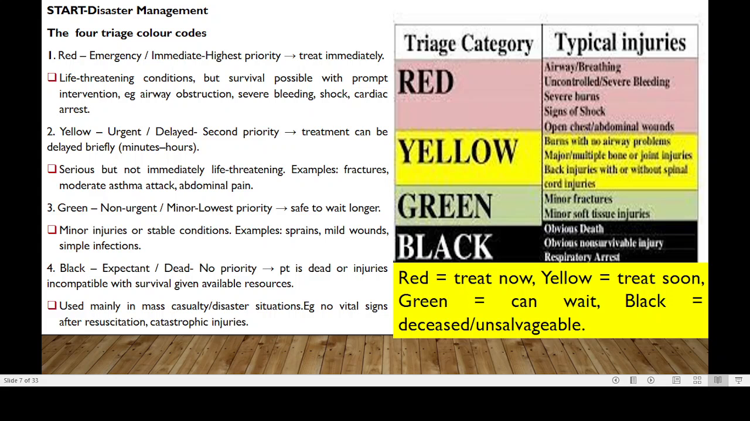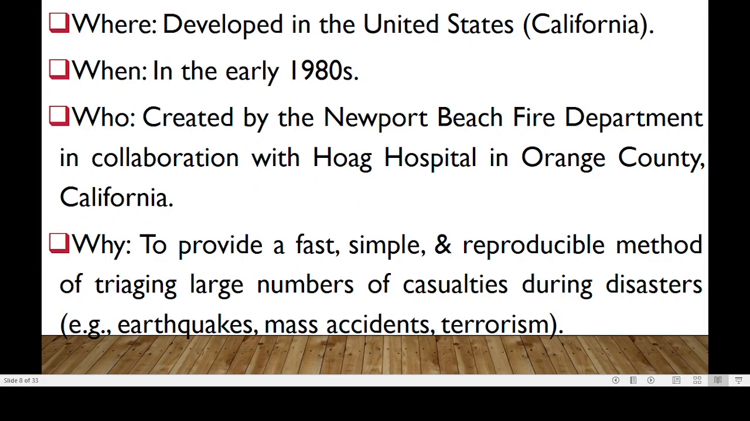Lastly, we have level 4, and this is the black coded group, expectant, dead, no priority here. So the patient is dead or they have injuries incompatible with survival given the available resources. We also refer to this group as unsalvageable group or the deceased.